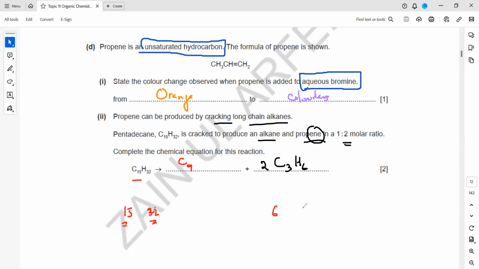And for hydrogen, there are 32 hydrogens. Out of 32, 6 multiplied by 2, 12 are used here. So how many hydrogens are we left with? Out of 32, if 12 are used, we are left with 20 hydrogen. So it will be C9H20, and 2 molecules of propene, which is C3H6 twice. Is it clear? Anyone having a doubt or a question in this?